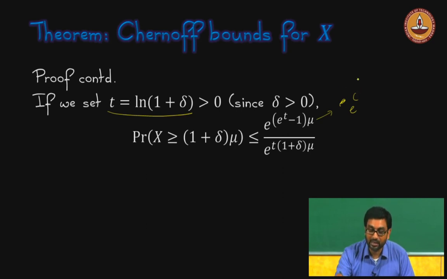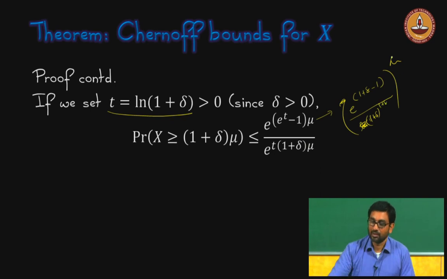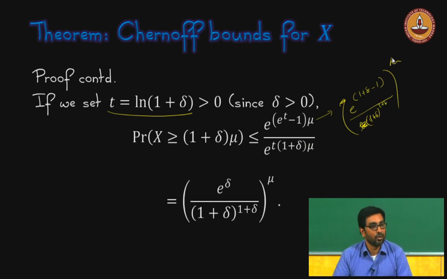No, e to the ln 1 plus delta will become 1 plus delta minus 1. So, it will be 1 plus delta minus 1, divided, now I am going to take the whole to the mu separately, and here e to the t will become ln 1 plus delta. And this 1 plus delta will be plus delta over here, which is exactly the form that we wanted. So, this is the first technique.